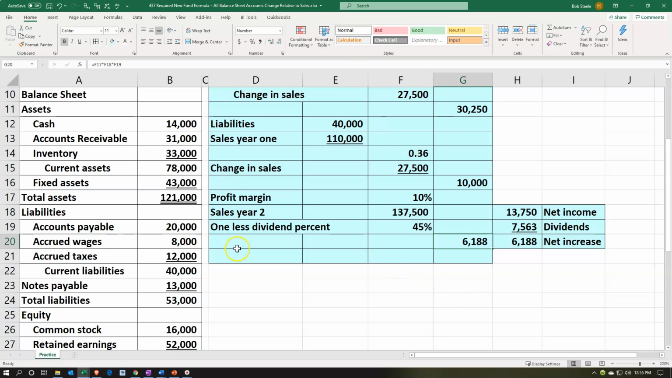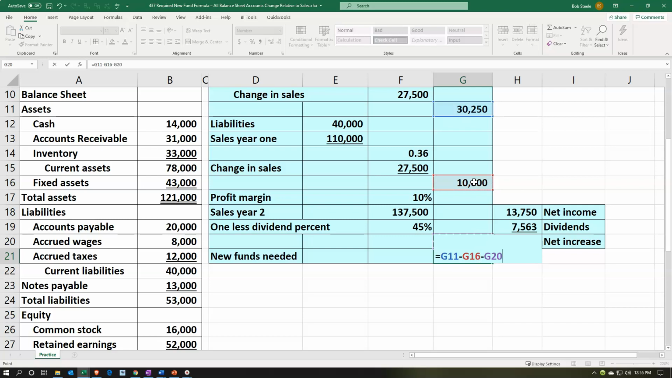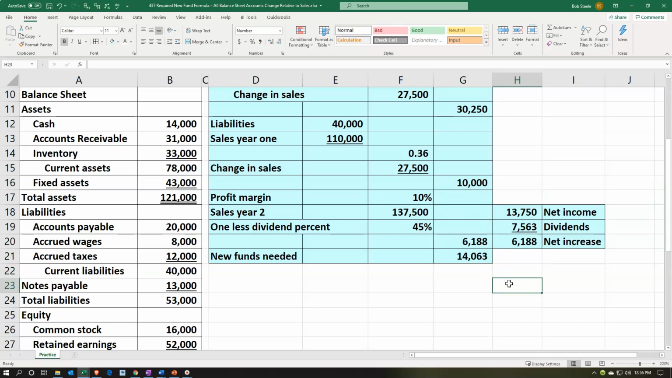So then we need the new funds. New funds needed will then be, well, we know that the assets we're going to think need to be increased by the 30,250, and we're going to finance that increase by the liabilities increasing by 10,000, so minus 10,000, minus the net increase in equity after we pay out the dividends. That means we're still going to need funds of the 14,063. Let's put an underline here, home tab, font group, and underline.